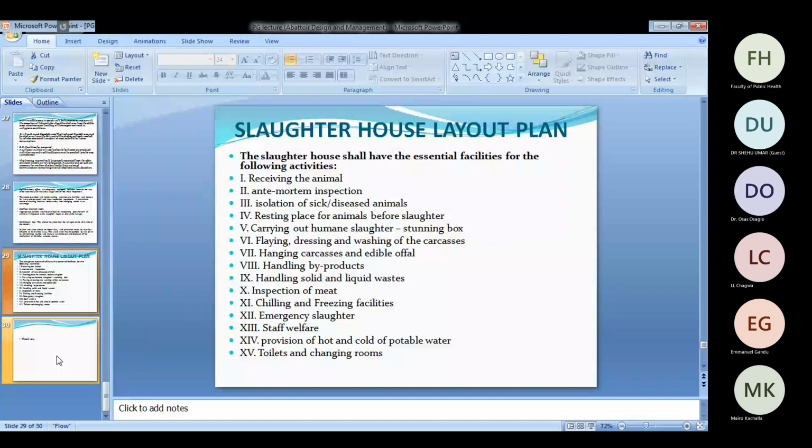From the tap that is linked to the borehole. Okay, that's the best. You will have a borehole that is linked to an overhead tank. That tank should be overhead, so that the pressure of the water should be adequate, so that it can be used adequately in the abattoir.